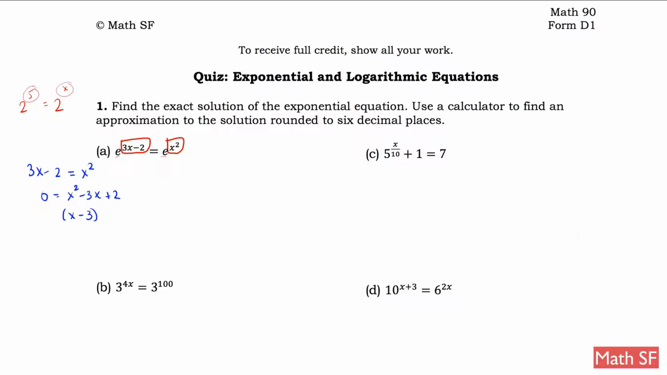I'm going to erase this part here. So we should get x minus 2 and x minus 1. That's what we should get there, equal to 0. So if this product is equal to 0, then that implies that x minus 2 is equal to 0, or x minus 1 equals 0. Therefore, x is equal to 2. That's my first solution. Or x is equal to 1.